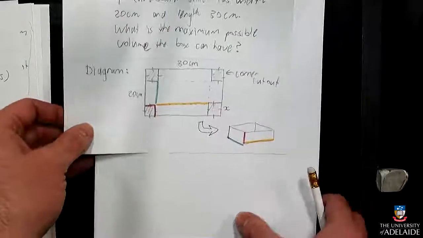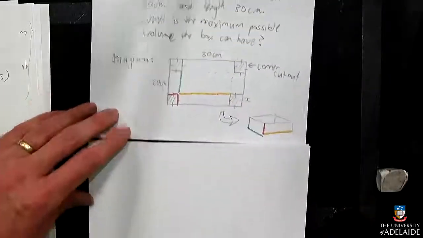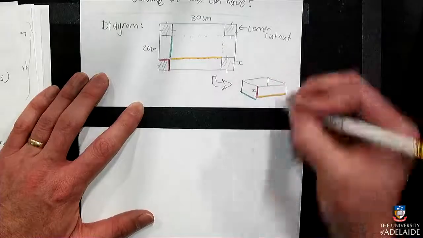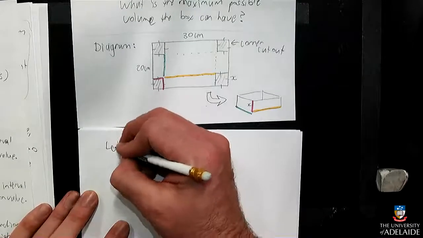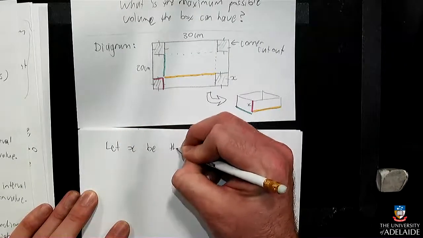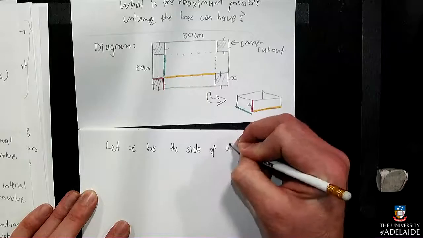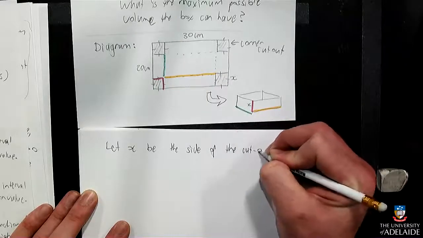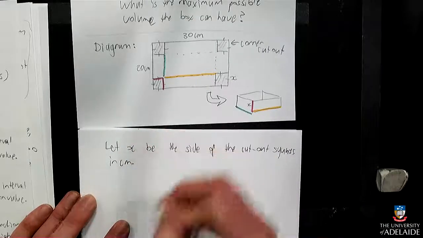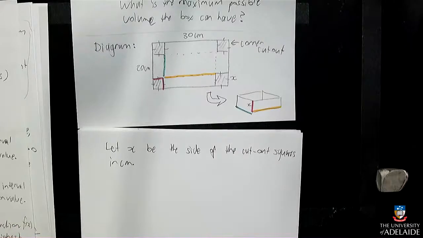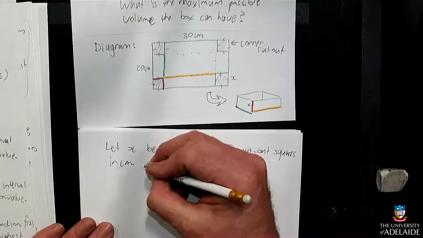Okay. So now I'll write the text part of my story. So this is an x here, by the way. That's there. So I need to tell the reader what my letter x stands for, because the picture is not enough. I need to tell them in the written text. So I should say, let x be the side of the cut out squares in centimetres. I've been very precise. I've said it's x, and I said what it's measured in. Okay. And I'll probably say, shown in the diagram.